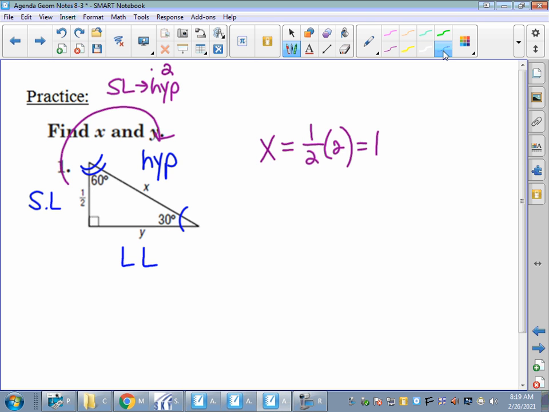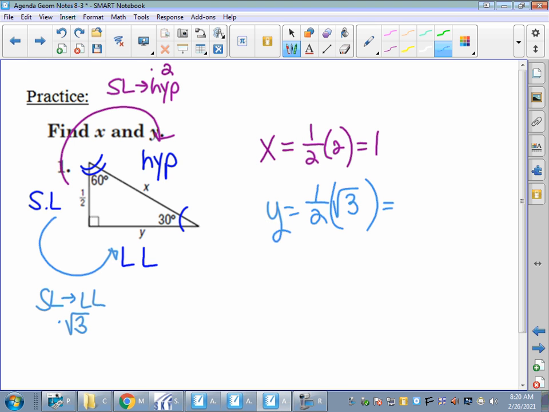So the other one, y. So going from the short leg to the long leg. Short leg to long leg says that you're going to multiply by a square root of 3. So I'm going to do 1/2 times a square root of 3. So you could write this two ways. I typically think of that as a square root of 3 over 1. So I'd say my final answer is a square root of 3 when I multiply the numerators over 2 when I multiply the denominators. So that one was nice, right?